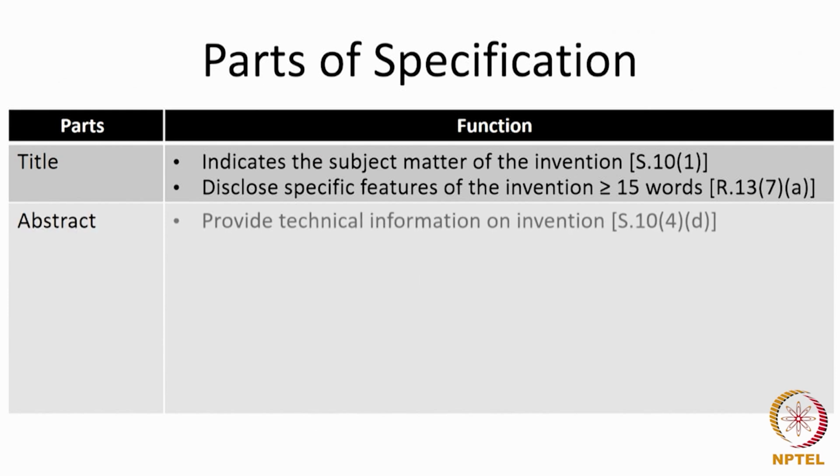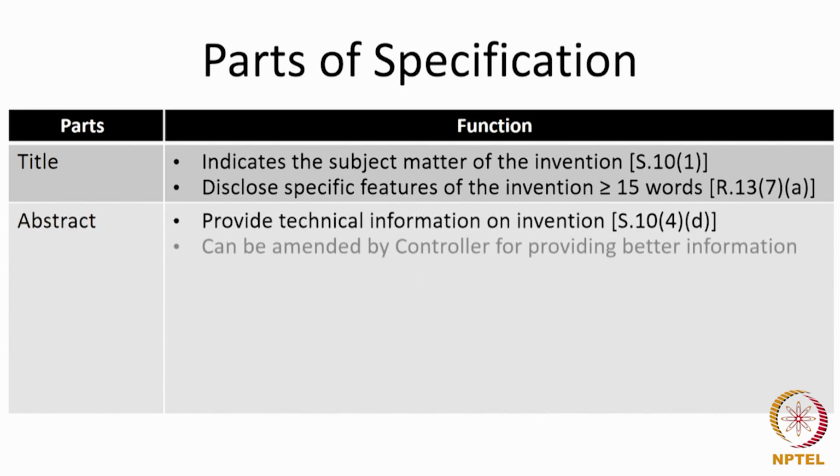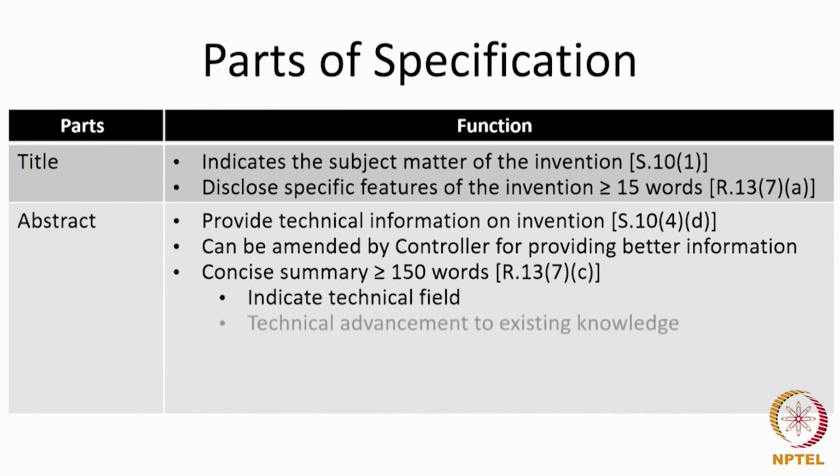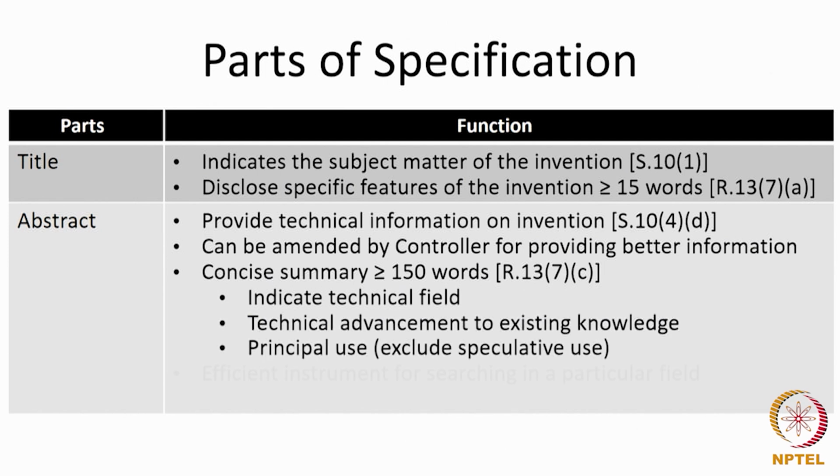The abstract provides technical information, can be amended by the controller, and is a concise summary of not more than 150 words. It indicates the technical field, the technical advancement to existing knowledge, and the principal use, and it is used as an efficient instrument for searching in a particular field.